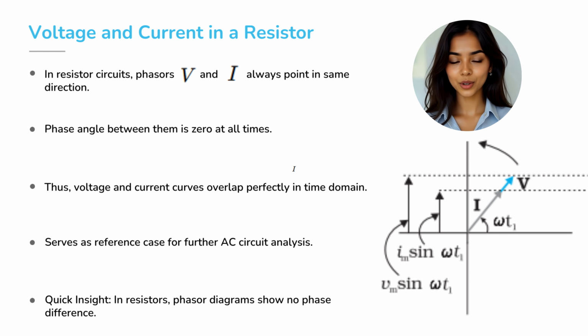This is why a pure resistor is often used as a reference case for AC circuit analysis. It shows the simplest behavior with no phase difference. So here's the quick insight. In resistors, phasor diagrams show no phase shift at all. Voltage and current behave like synchronized twins, always moving together, never ahead or behind.